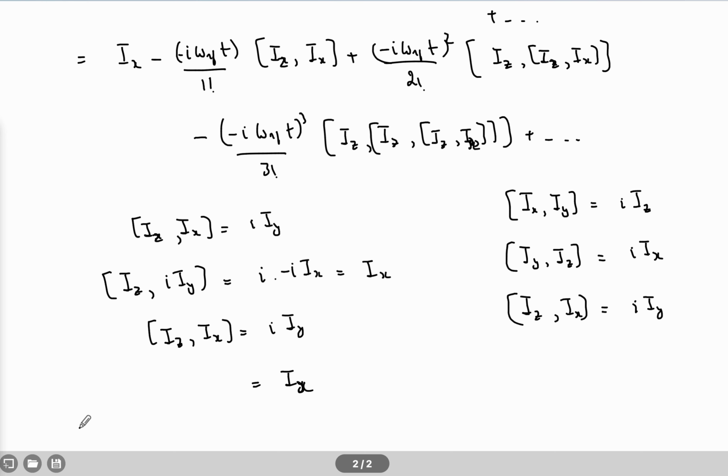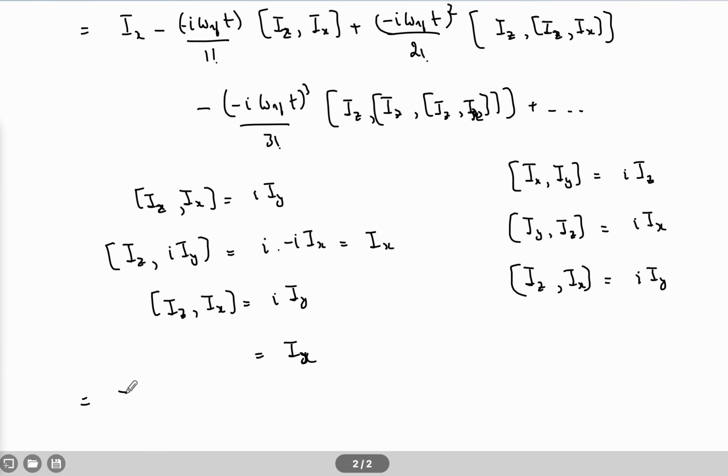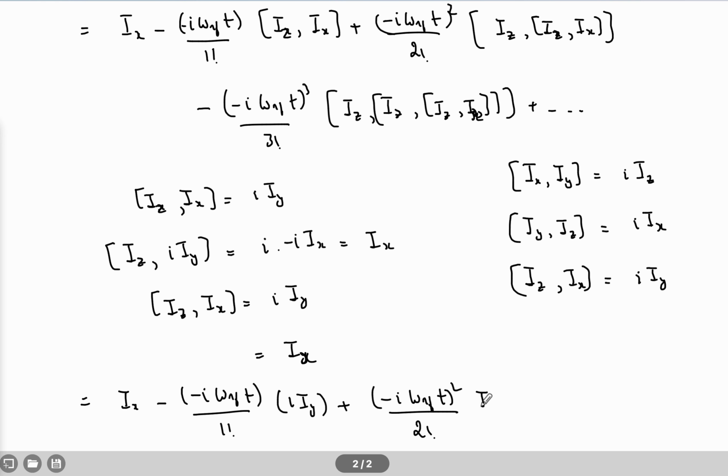So I can write this whole thing again as Ix minus i omega RF t by 1 factorial into Iy, plus minus i omega RF t squared by 2 factorial into Ix, minus i omega RF t cubed by 3 factorial.